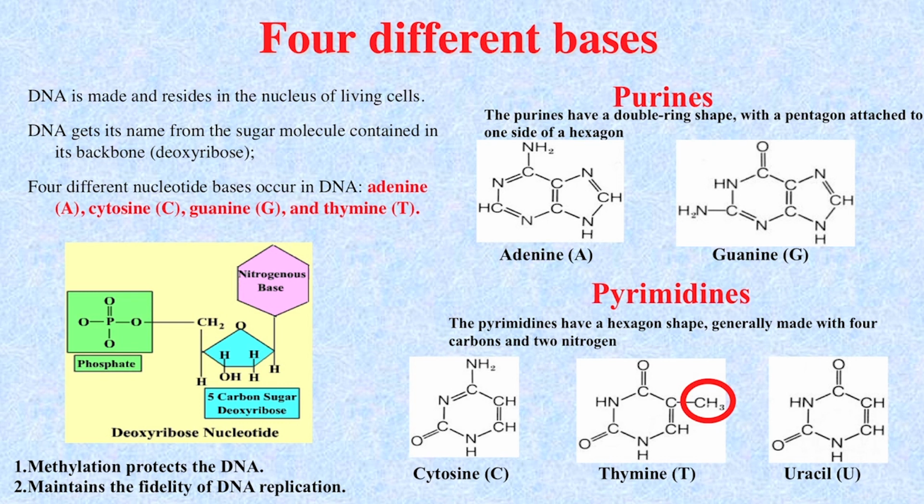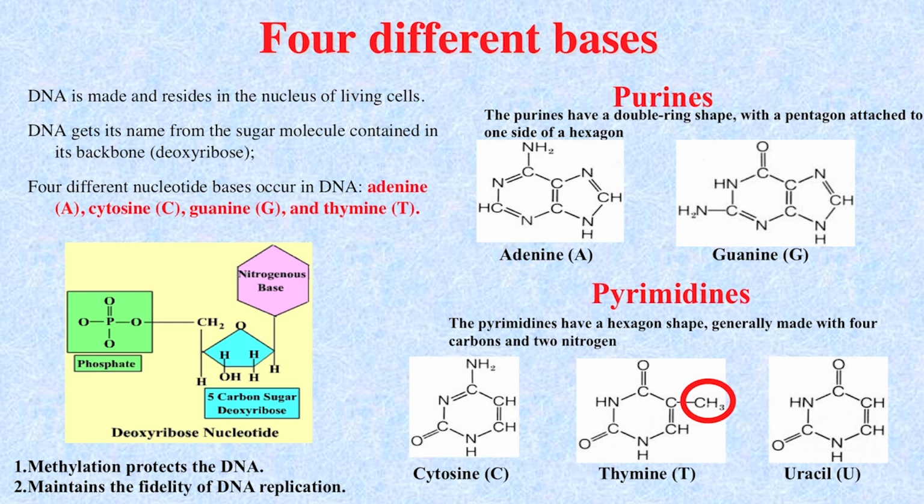So, there are 4 different bases. In the case of DNA, we have adenine, cytosine, guanine and thymine. Right. If you look into these 4 bases, they are classified into 2 groups. One is called purines. It has a double ring shape. Here is one ring, this is another ring, with a pentagon attached to one side of the hexagon. So, this is the hexagon and this is another pentagon attached to this hexagon. In pyrimidines they have a hexagon shape, made generally with 4 carbons and 2 nitrogens. If you see, 1, 2, 3, 4 carbons and 2 nitrogens.